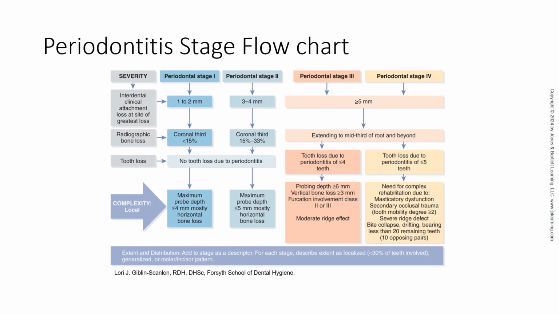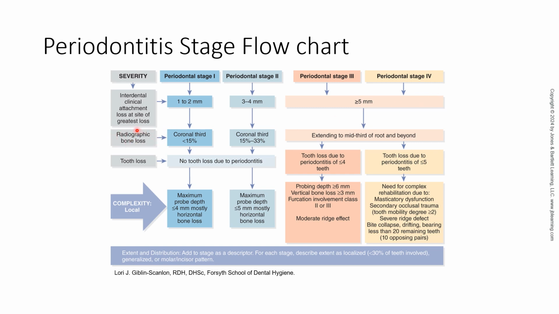This is a flowchart that we use to help assess and determine your patient's periodontal status. It includes the severity and the complexity of the different stages that are associated with periodontal disease progression. This is also in our policy manual. So if we take a look at this, you can see the severity. It's asking about your interdental clinical attachment loss at the site of the greatest loss. Okay, 1 to 2 is stage 1, 3 to 4 is stage 2, and 5 or greater is going to be your stage 3 or stage 4.